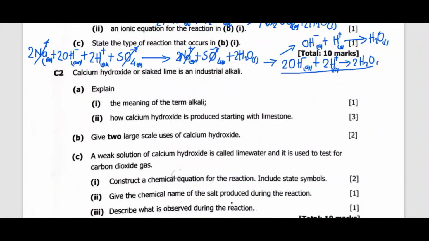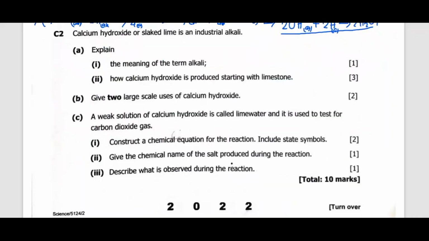Okay, so now let's go to question C2. Before C2 there is a question, this one. So state the type of reaction that occurs in B1. So B1, the reaction is neutralization. Why? It's a reaction between a base and an acid. So here we have neutralization.